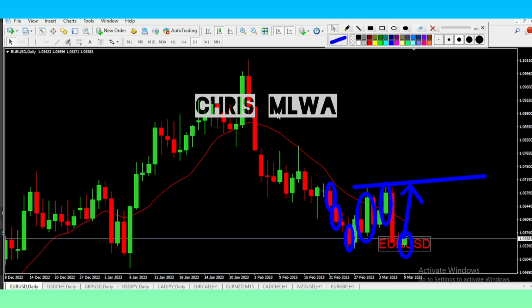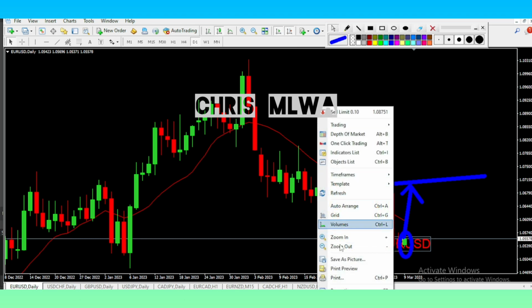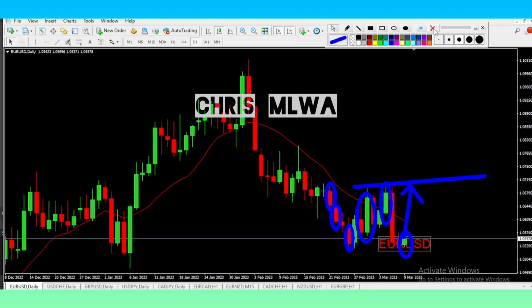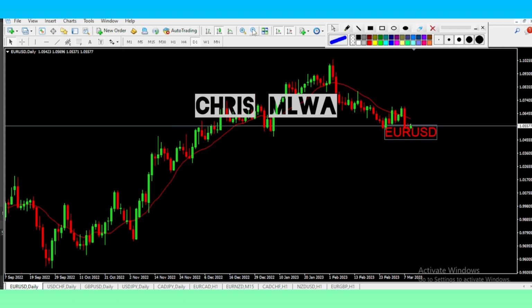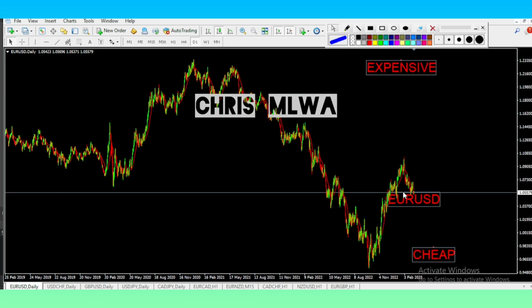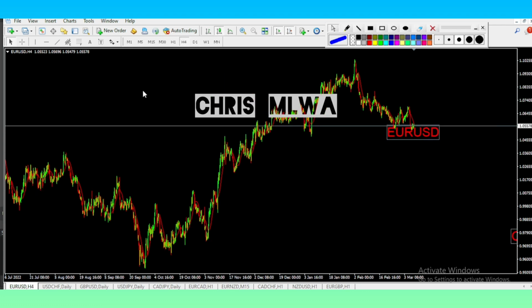Okay, we are done with the daily time frame. We can move to a lower time frame to determine our entry. So what am I doing? I want to delete this. I can zoom. Then I'll go to 4 hours.